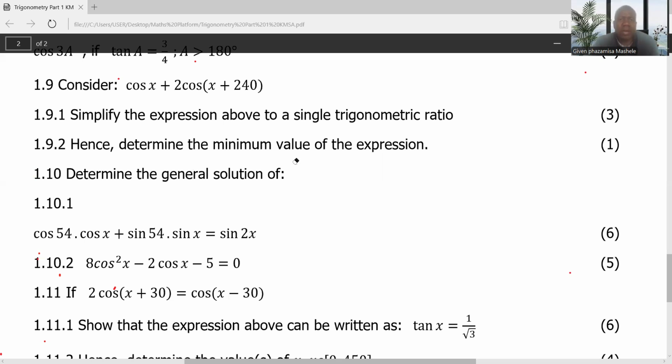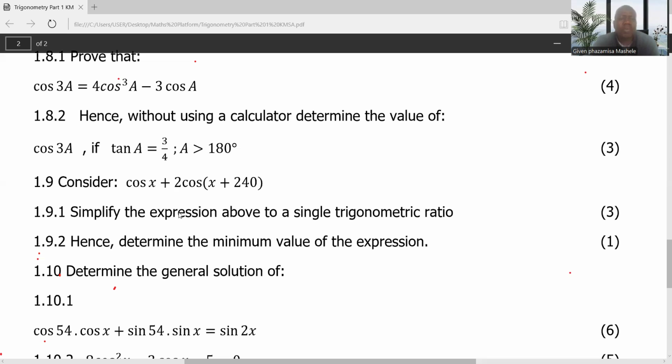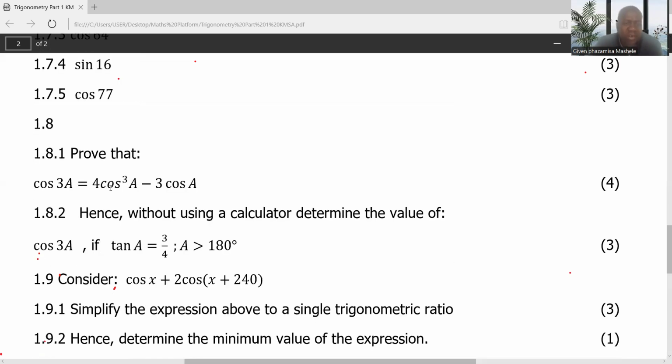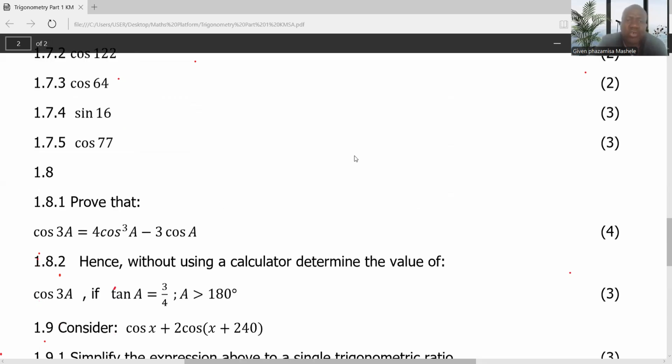Okay, then now, 1.8. 1.8 says, prove that cos 3a equals 4 cos cubed a minus 3 cos a. So we want to prove that the left and the right are equal. And how are we going to do that? I want you to do this. We're going to say, okay, fine.